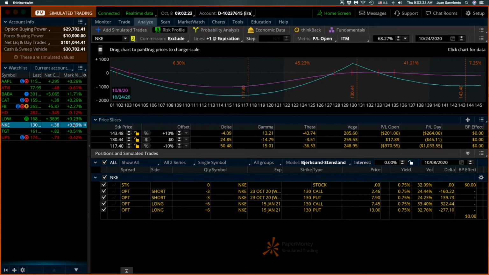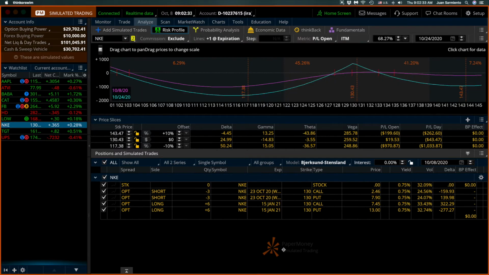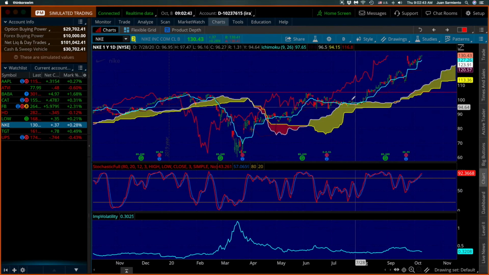Let's move on to Nike. In this case, October 23rd, and that's more than a week. It's 15 days to expiration. That looks great. I don't think I need to change anything. Let's take a quick look at the chart. It's breaking to new highs just now. I'm going to leave it alone.